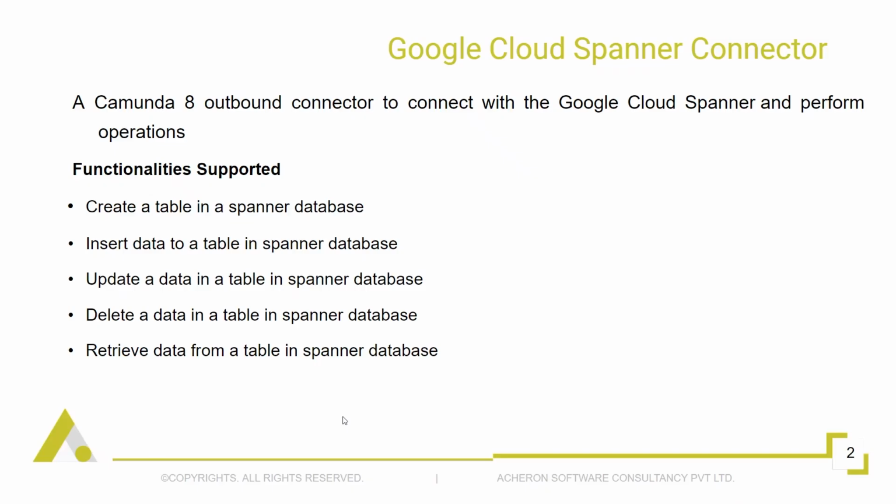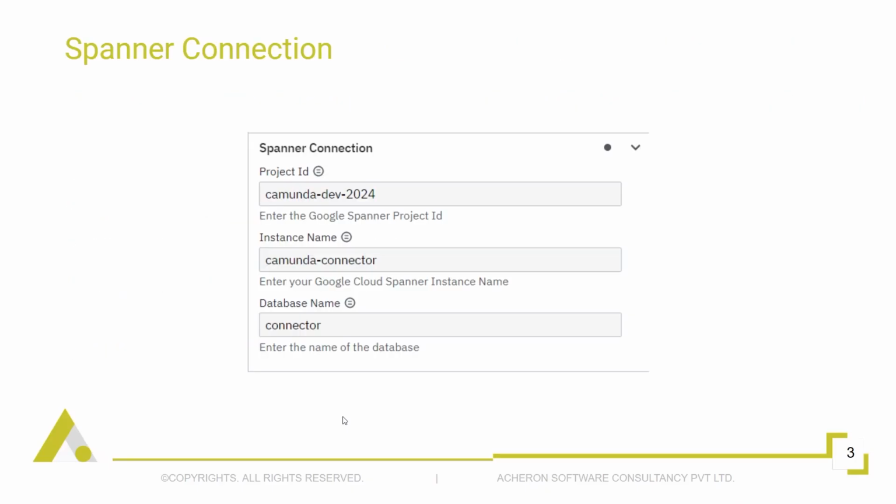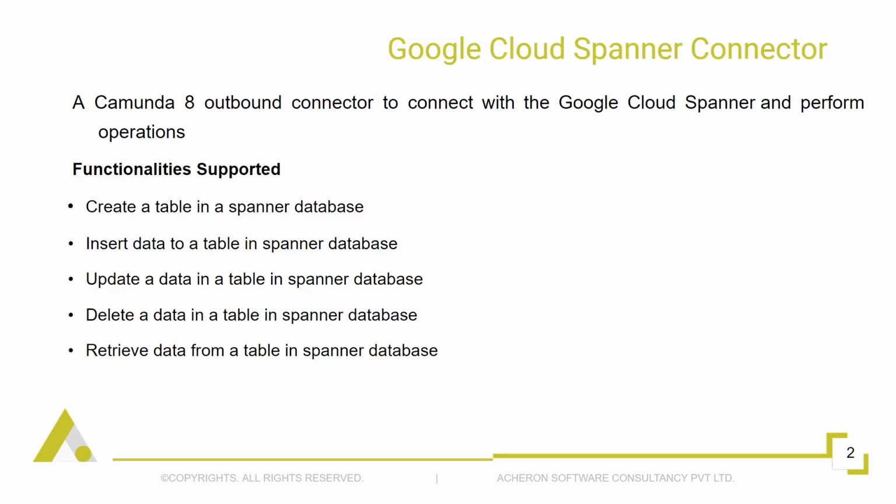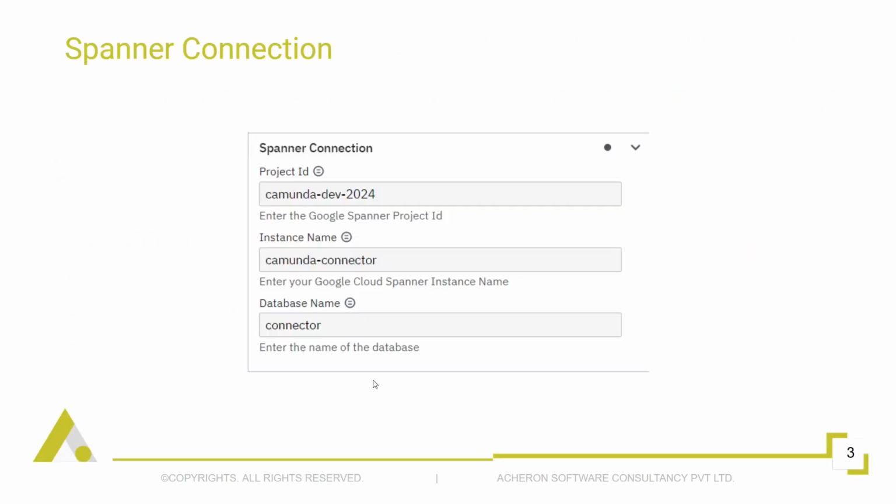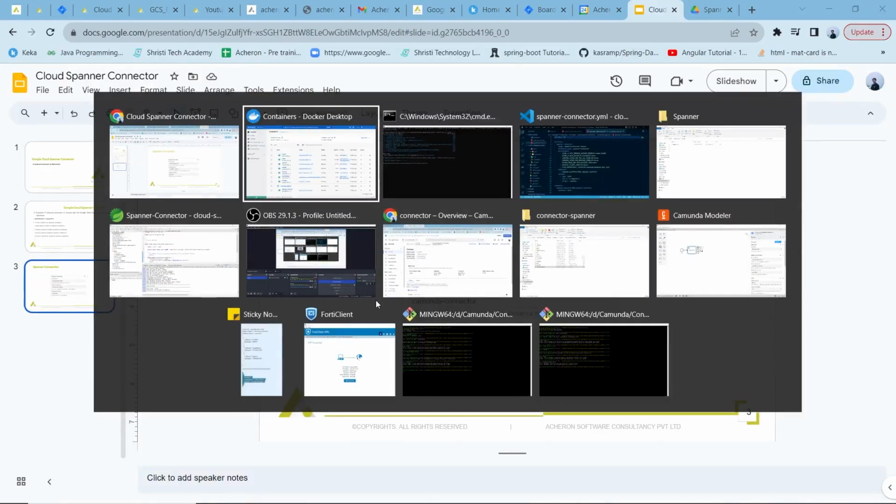So the next prerequisite is that the user needs to fill the Spanner connection details. Here, this project ID, instance name, and database name must be filled individually by the user. These details can be found in the Spanner database. I will show you where to find it.